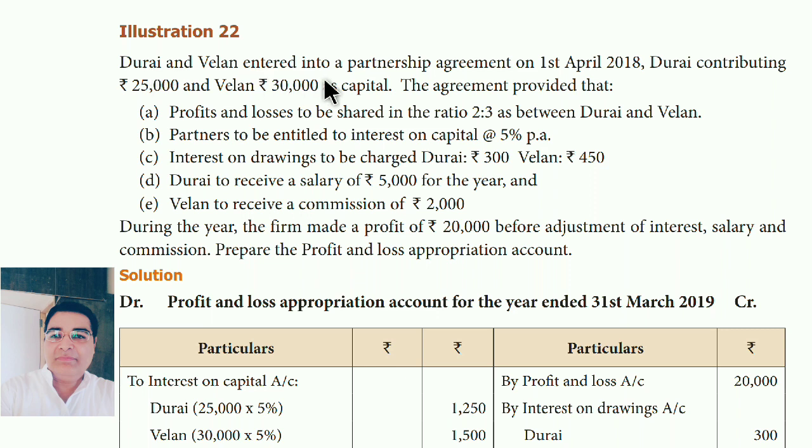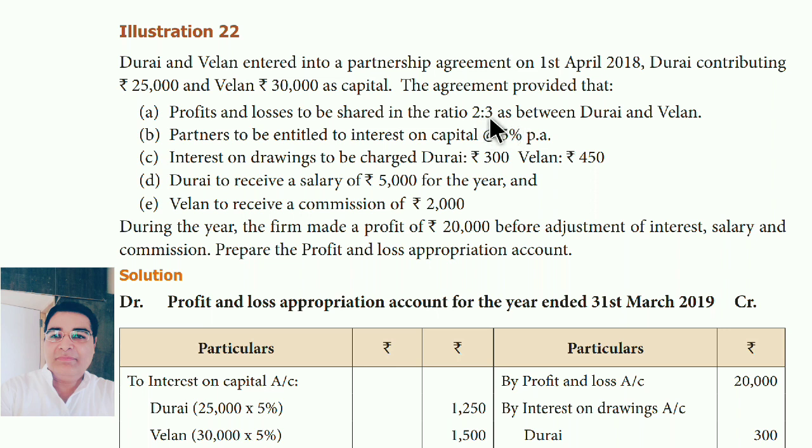Durai and Velan entered into a partnership agreement on 1st April 2018, Durai contributing 25,000 and Velan 30,000 as capital. The agreement provided that profit and loss be shared in the ratio of 2:3. So what is the ratio? 2:3, so 2 by 5, 3 by 5.